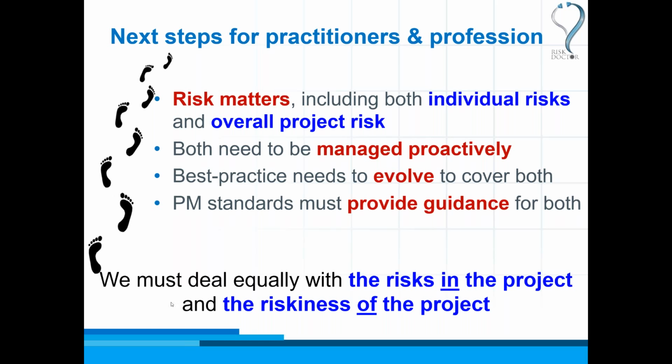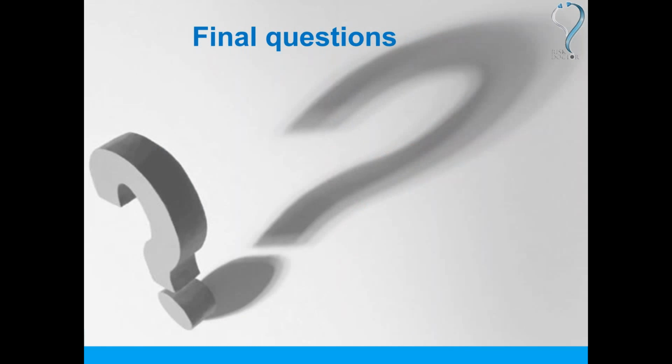It's really important that we deal equally with the individual risks in the project and the overall riskiness of the project. Both of these are important and both of them need to be managed. And hopefully some of the things I've shown you here will illustrate how this can be done fairly simply using standard techniques like quantitative risk analysis. So let me close while you're thinking of questions for me.